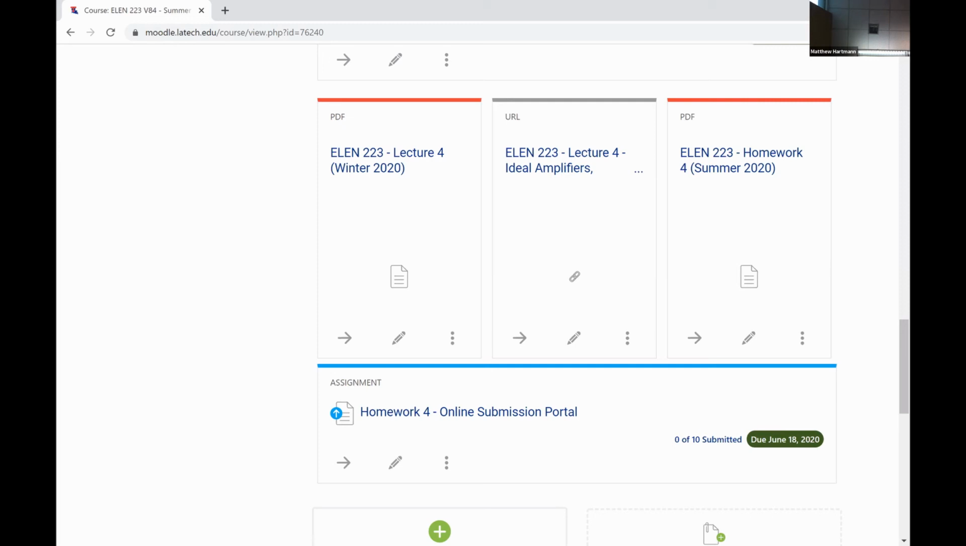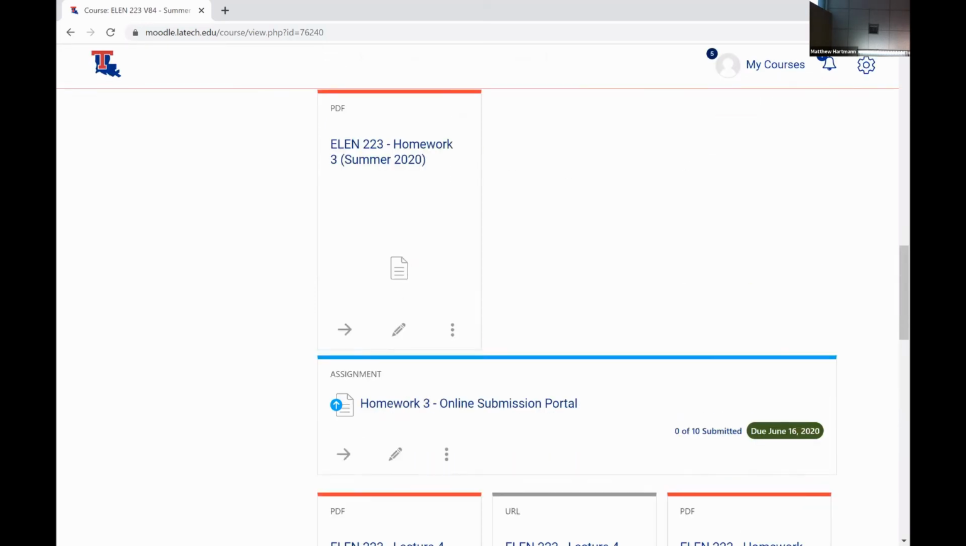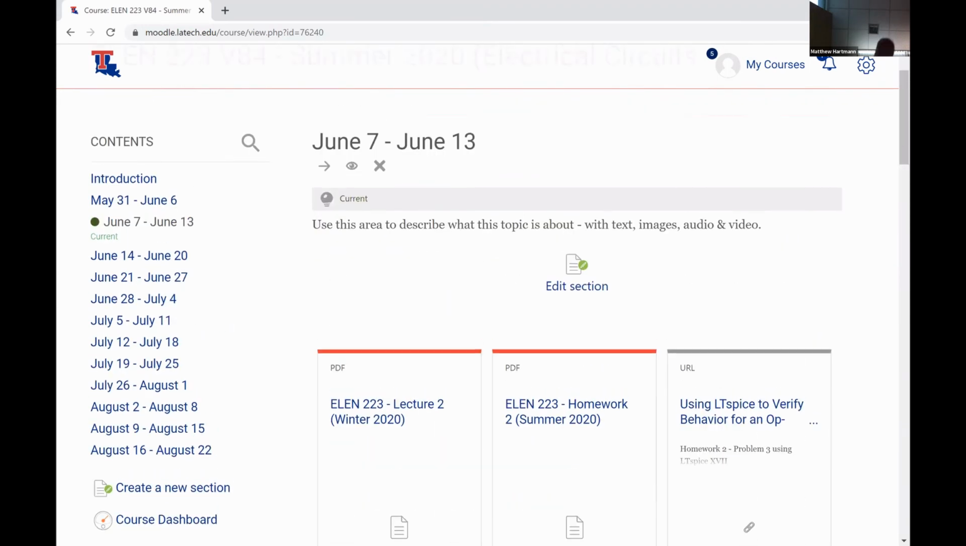So I'm trying to set it up on Moodle to where it's fairly easy to follow along with this online structure. Like I said, on the left here, instead of it going week by week, I'm going to have it go class meeting by class meeting, and I'll even have the dates on there as well, so that you know when you're supposed to have looked at stuff by.